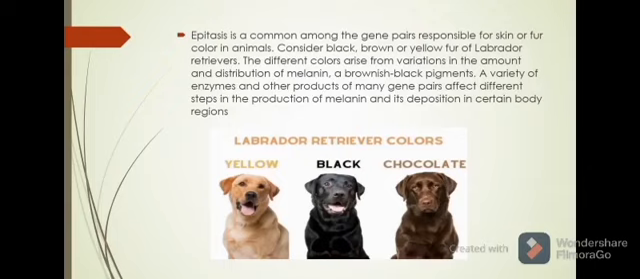Epistasis is common among the gene pairs responsible for skin or fur color in mammals. Consider the black, brown, or yellow fur of the Labrador Retriever. The different colors arise from variation in the amount and distribution of melanin, a brownish-black pigment. A variety of enzymes and other products of many gene pairs affect different steps in the production of melanin and its deposition in certain body regions. Just take a look at the pictures.